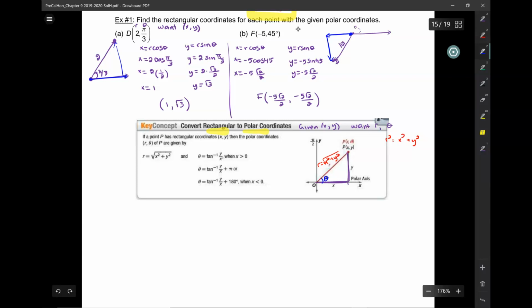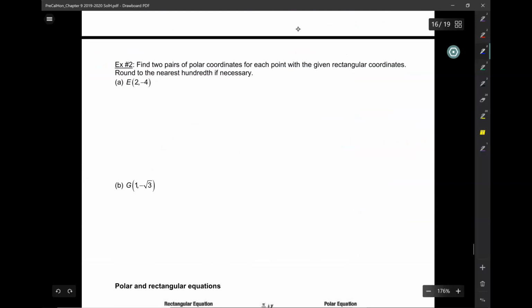Okay? Well, then if you have the purple x and y, how would you find theta then? Well, isn't theta just the inverse tangent? So tangent of theta is y over x. So theta is inverse tangent of y over x. But then we have to do a little bit of adjusting sometimes, depending on what angle we're at.